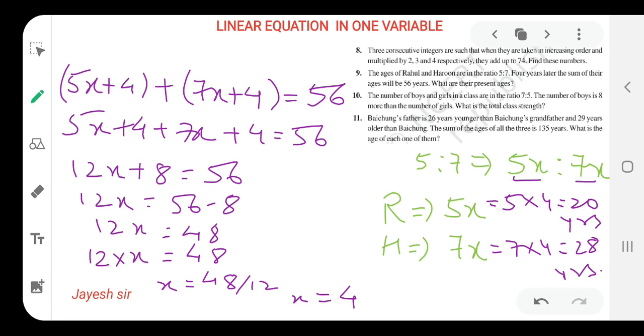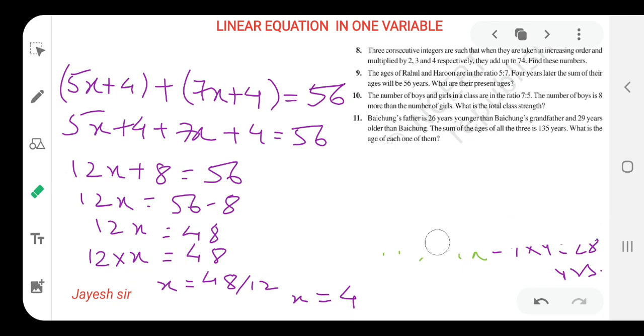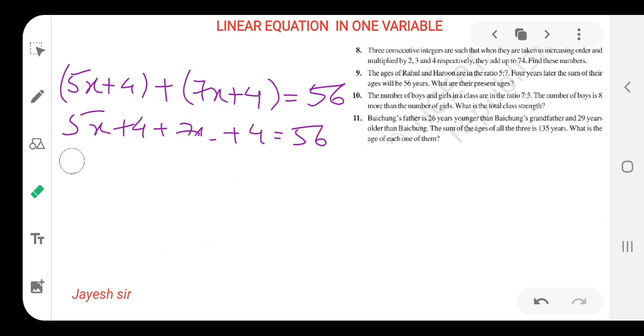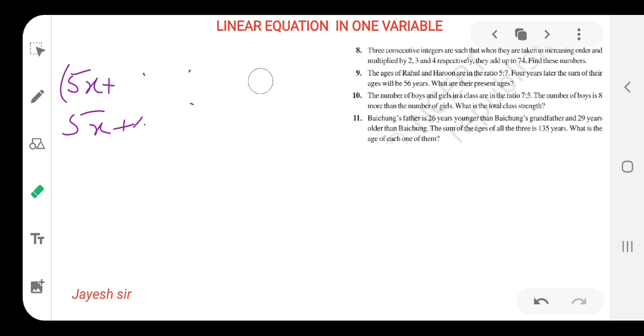That was the easy sum. So let's begin with the next sum for the day. Our 10th sum is: the number of boys and girls in the class are in the ratio 7:5. Yes friends, the boys and girls ratio is given as 7 and 5. I hope you all are getting it. Boys are 7 as per the ratio and girls are 5.